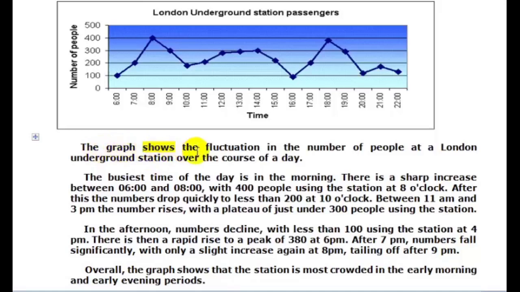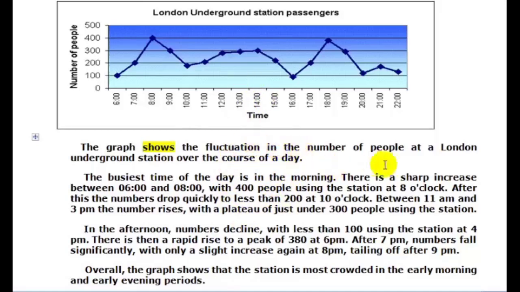The graph shows the fluctuation in the number of people at a London Underground station over the course of a day. So this is what you need to remember. One thing, don't copy the exact words of the question. If you copy, then you will be penalized in the writing part. You need to paraphrase the words, and you need to change the particular words that are mentioned over there.